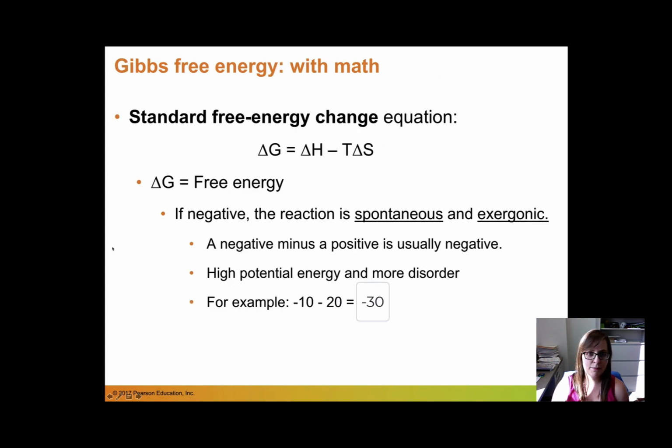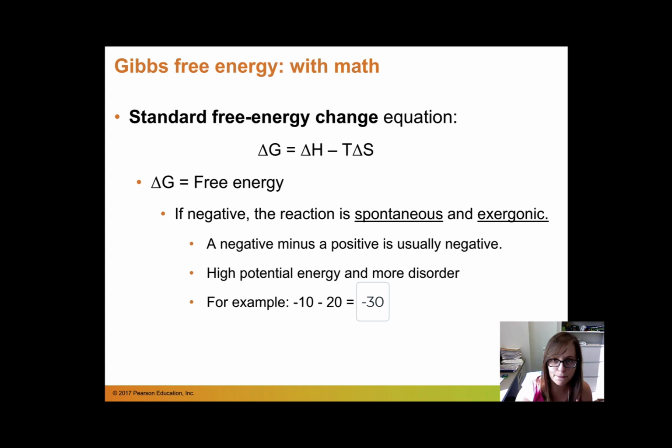We can think of this another way by just applying some values. Okay, so this is all conceptual. Let's try it with some math. So if negative, the reaction will proceed spontaneously and be exergonic. That's because a negative minus a positive is usually a negative. So if you have a negative value for delta H, it means that the molecules that you start with have higher potential energy, and if you have a positive S, that means that disorder increases. So more potential energy and more disorder. So, for example, negative 10, a negative value, minus 20 is negative 30.